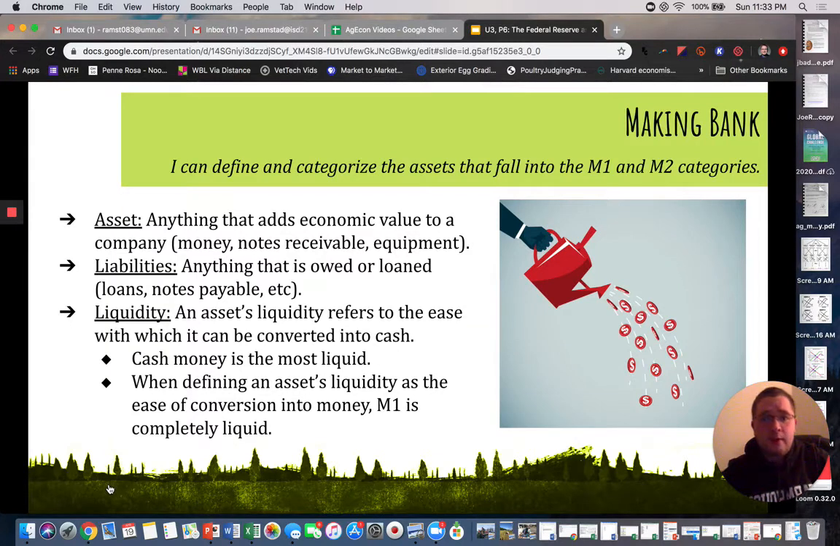The third term I want you to know before we move on to M1 versus M2 is liquidity. Liquidity doesn't mean we're going to throw this money in a blender and it becomes liquid when we add some water or milk. No, that's not what that means. An asset's liquidity refers to the ease with which it can be converted into cash. Cash money is the most liquid of all forms of assets.